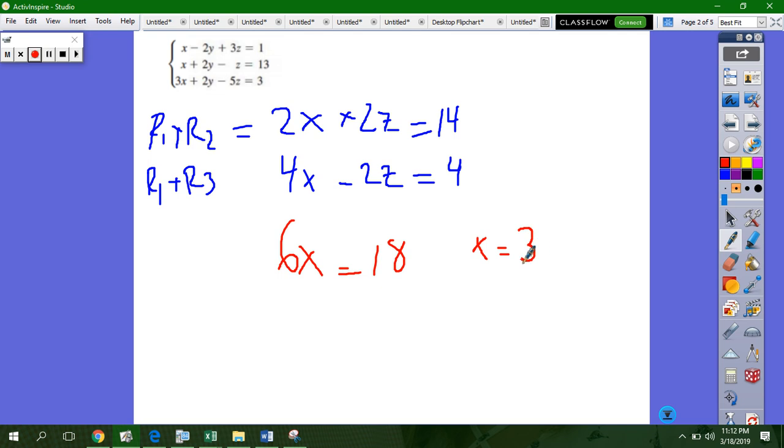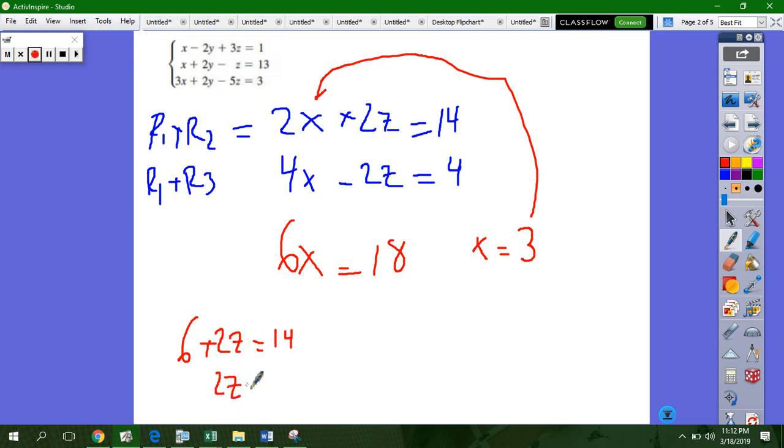With that being said, I go ahead and plug it back in. I'm going to plug it in right there. So I get 6 plus 2z equals 14. Subtract it over. 2z equals 8. So z is 4. How nice is that?